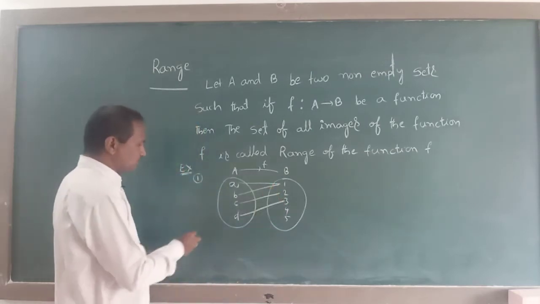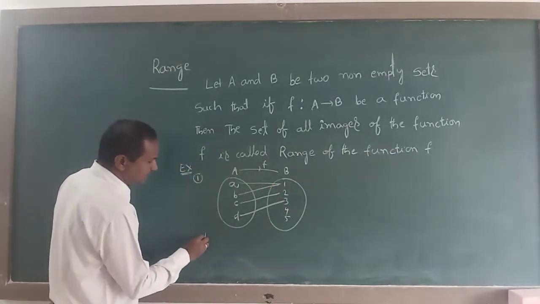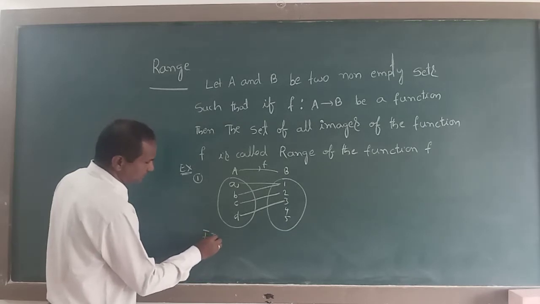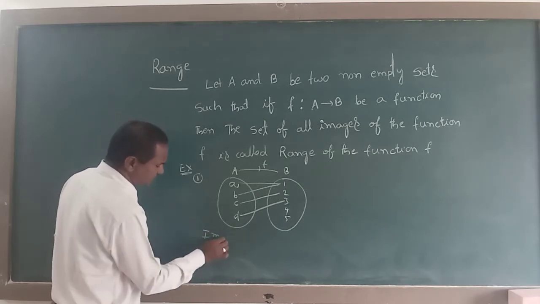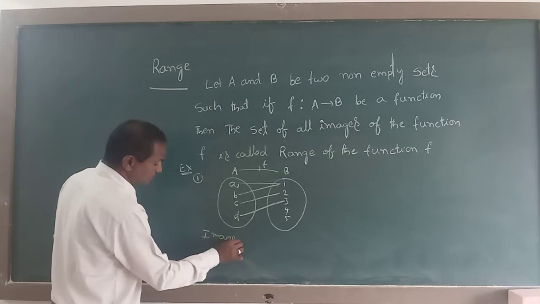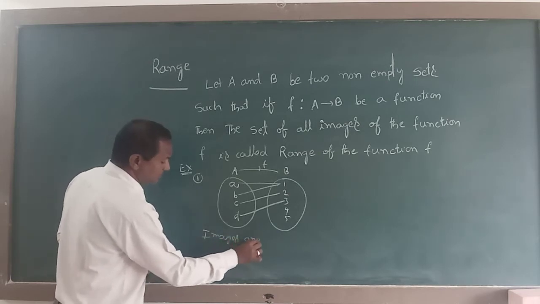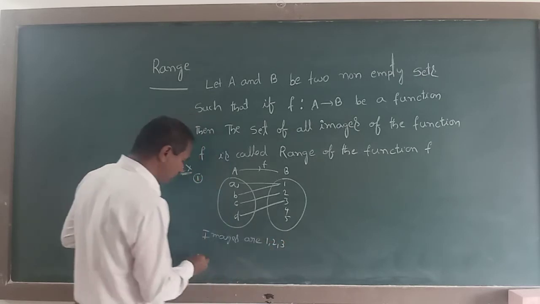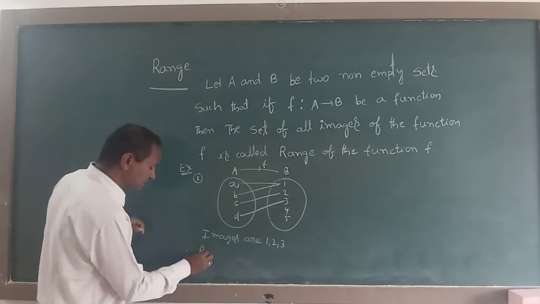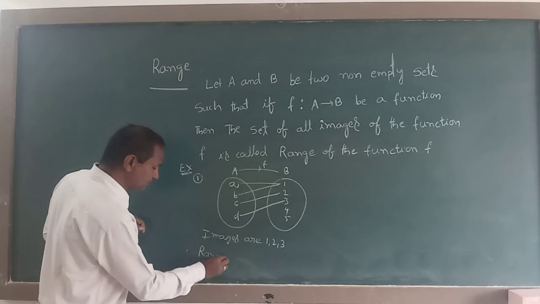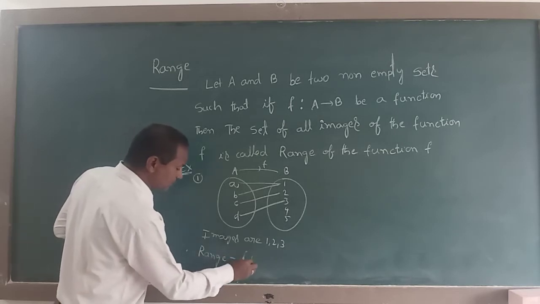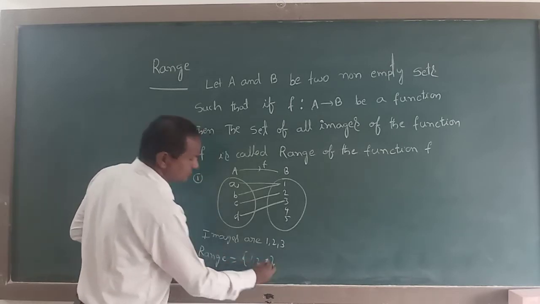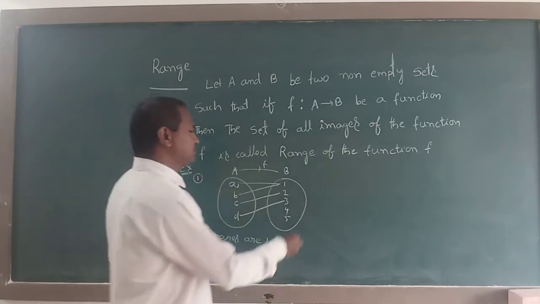What are the images here? Images are 1, 2, 3. Therefore, the range we can write as 1, 2, 3. Maybe we can check a second example.